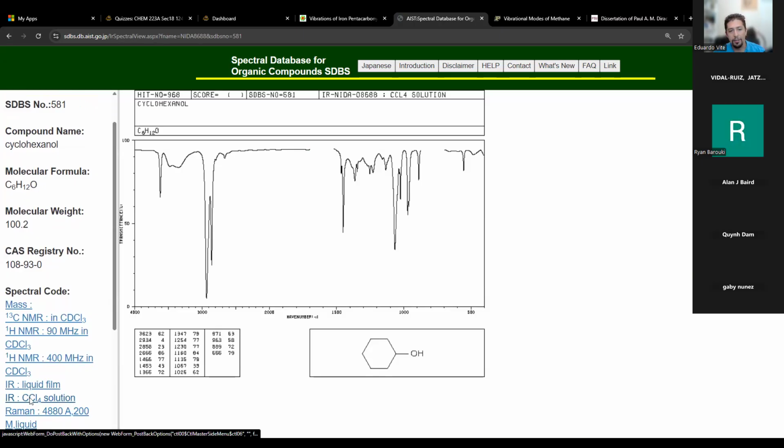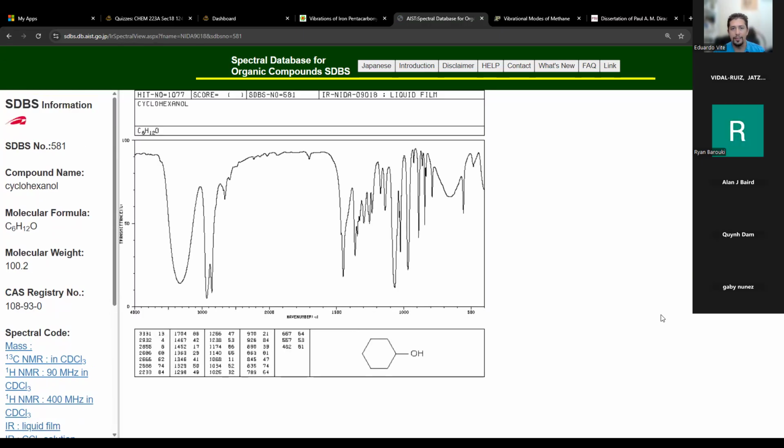There's options down here on the left. You can click CCl4 or liquid film. Try to do everything with liquid film, but if there's no more, you might just have to deal with what you're given, right? So let's go to liquid film. Here it is, much better. Okay, so there's more signals. Do you see the OH signal?